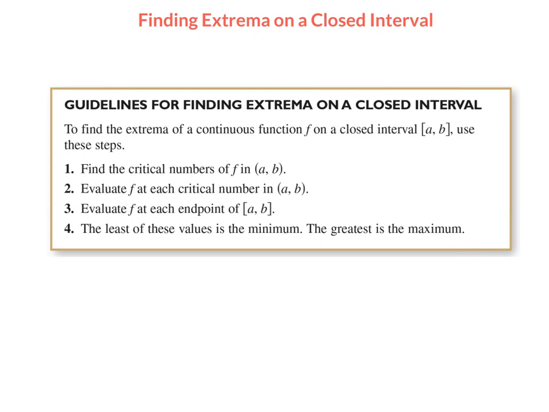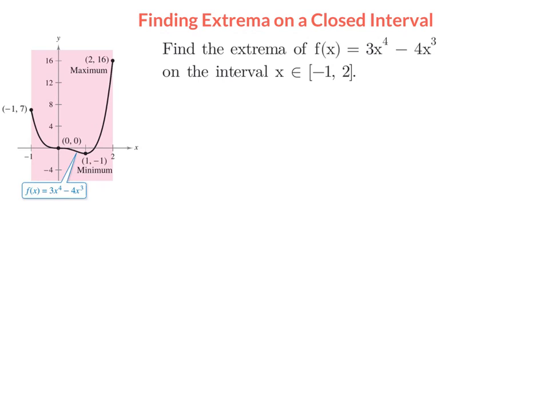So let's do a couple examples to work these steps out. So my first function here is this f of x, so 3x to the 4th minus 4x to the 3rd, and I'm only looking on the interval where x is between -1 and 2 inclusive. So the first thing I'm going to do here algebraically is take the derivative of f of x. So here's our f prime of x, a pretty simple derivative to take.